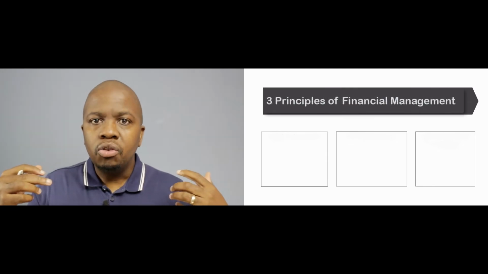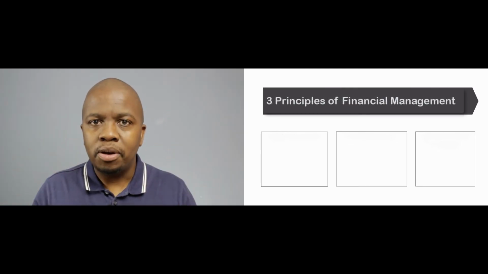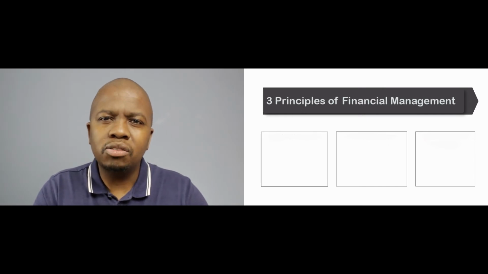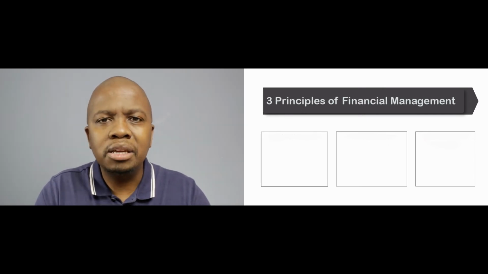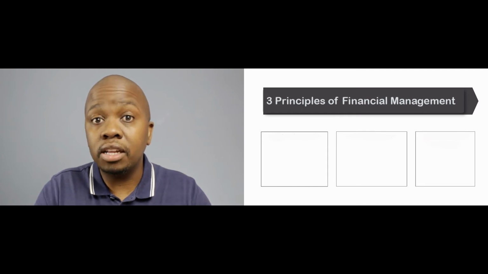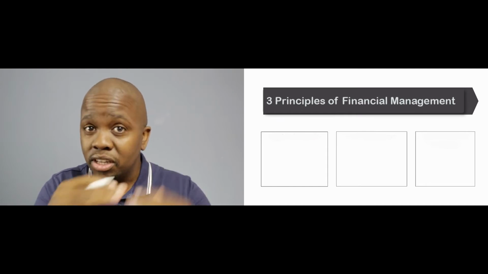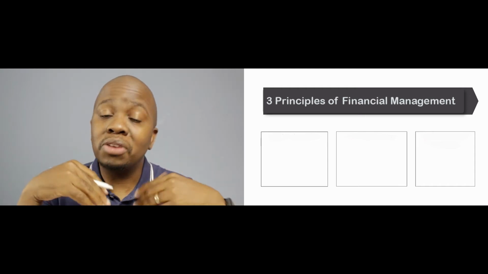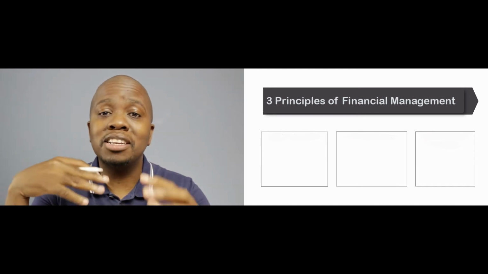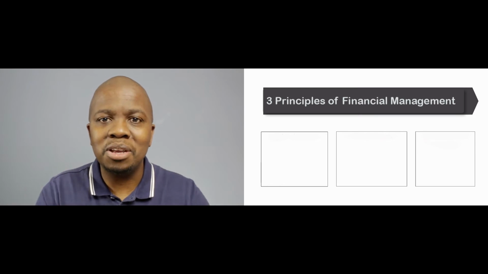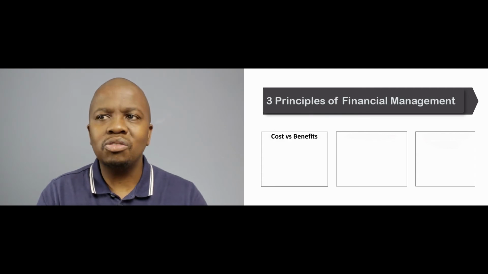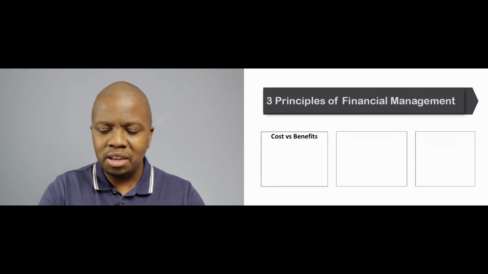So you understand how a business operates, but if you need to make financial decisions on a day-to-day basis, what are those key principles in finance that you need to know about? I'm using the word finance and financial management interchangeably, please. So if I say finance, I mean financial management, and if I say financial management, I mean finance. They're the same thing. The first key principle of financial management or finance is what we call cost versus benefit.